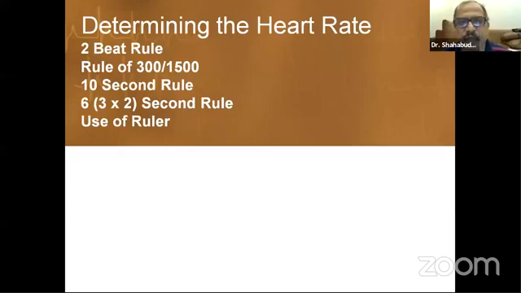We can calculate the rate by the 2-beat rule or the 300 rule. This is applicable if the rhythm is regular, and we can assess by the 10 seconds rule, and also we can use the ruler. But the ruler is the old and ancient method, and it can be used in regular rhythms.